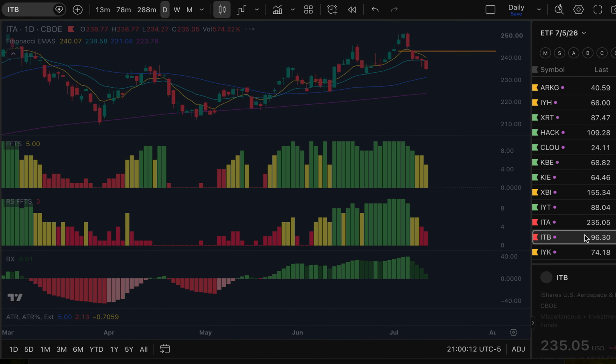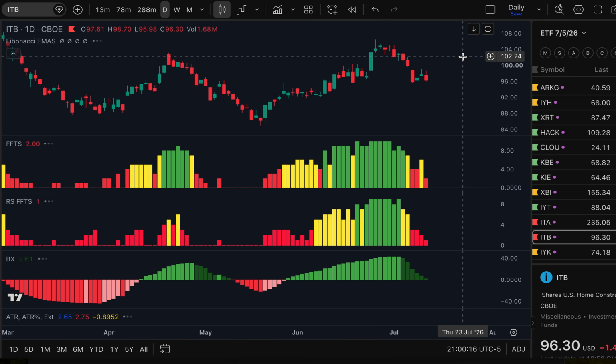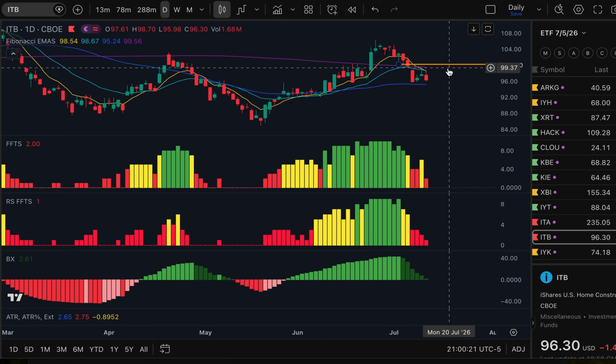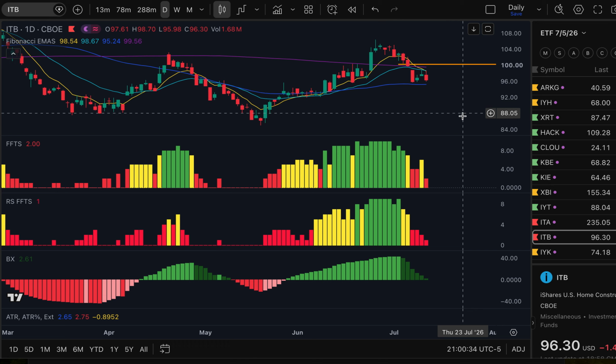And also the home builders, ITB. It was looking good a week ago, but now trend has fallen to 2 out of 10 and relative strength trend to 1 out of 10, and momentum still holding positive, but has been decreasing over the last few days.